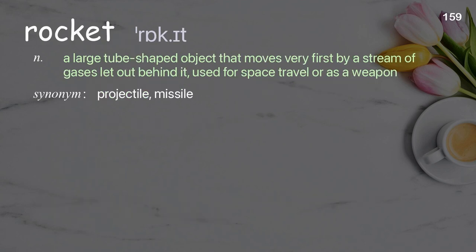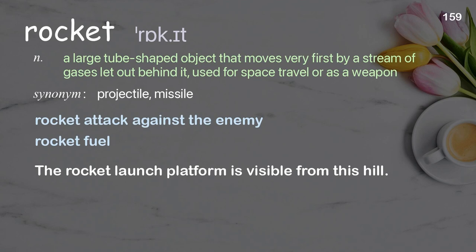Rocket. A large tube-shaped object that moves very fast by a stream of gases let out behind it, used for space travel or as a weapon. Examples. Rocket attack against the enemy. Rocket fuel. The rocket launch platform is visible from this hill.